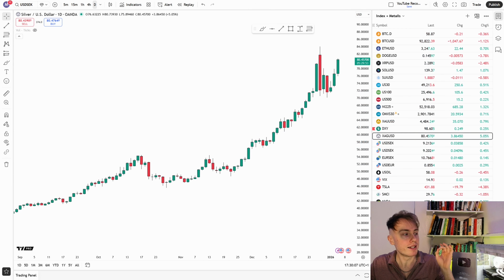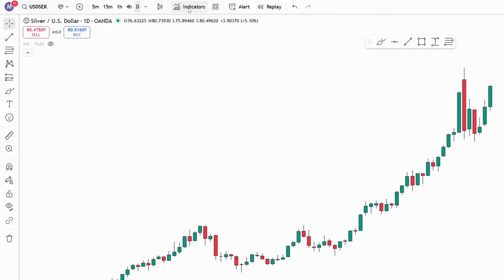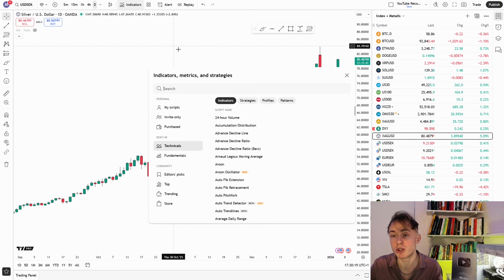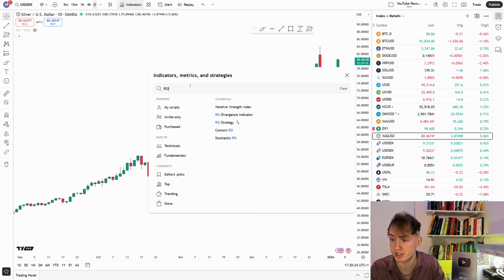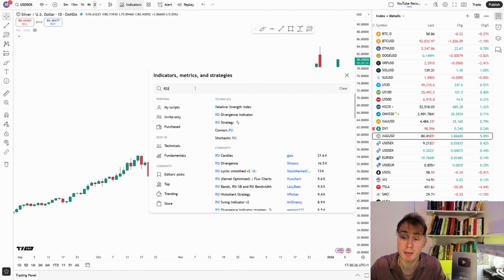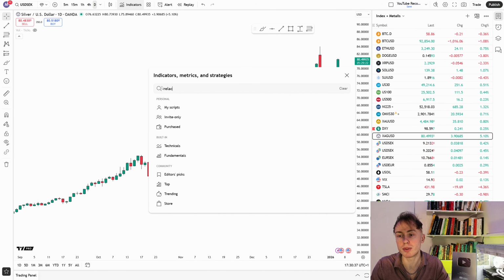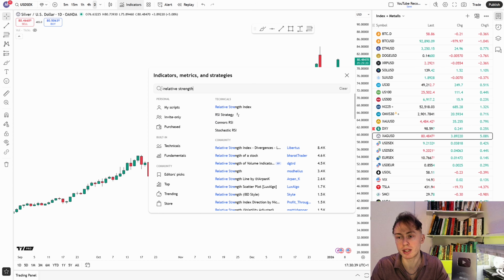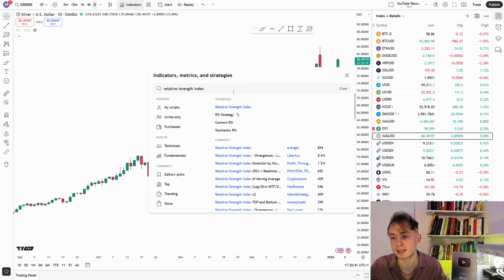But alright, now the very first thing I want to do here is to show you how to open up the RSI in TradingView. What you first do is open up a chart. Then you want to navigate up here to where it says indicators. So you open up the indicator tab. And then all you need to search for is either RSI like this. It should pop up. Or you can search for the full name, Relative Strength Index, like that.